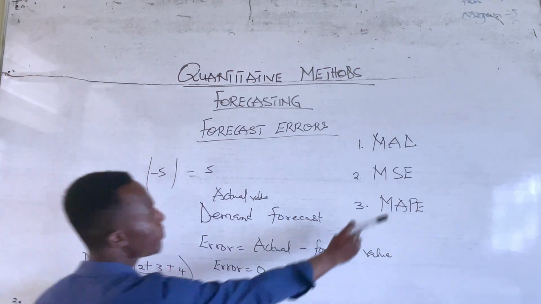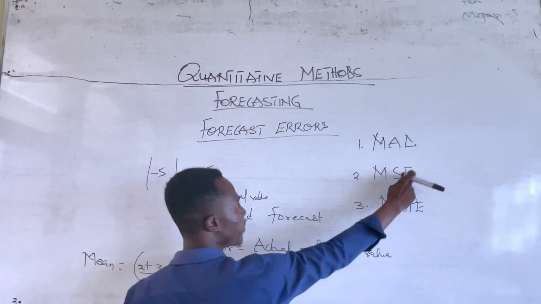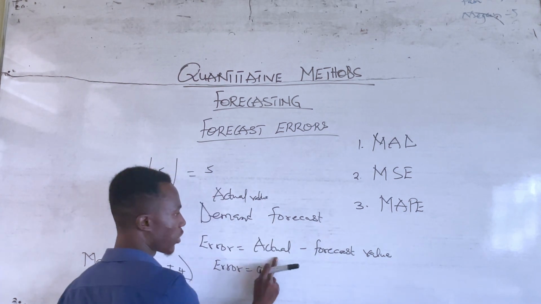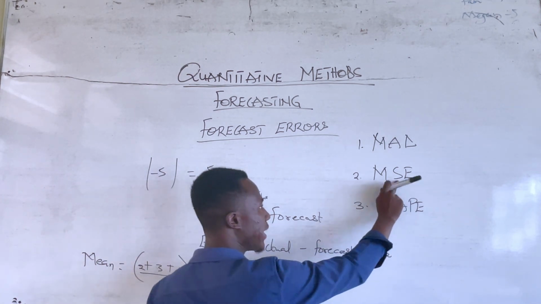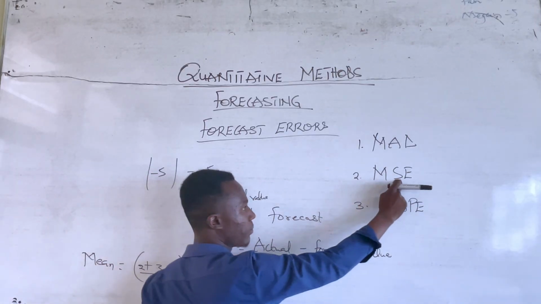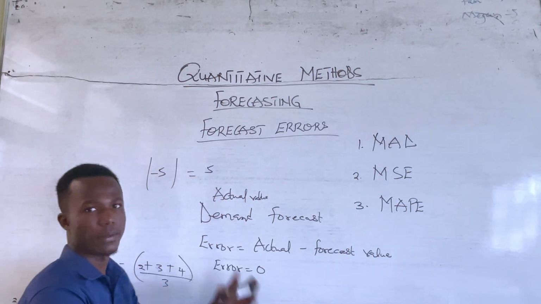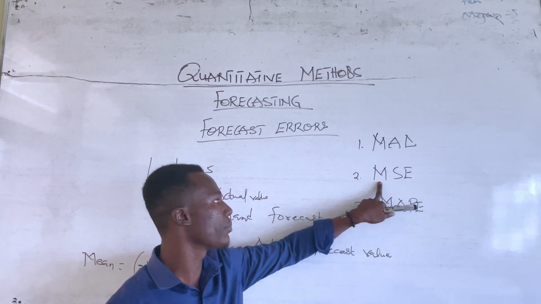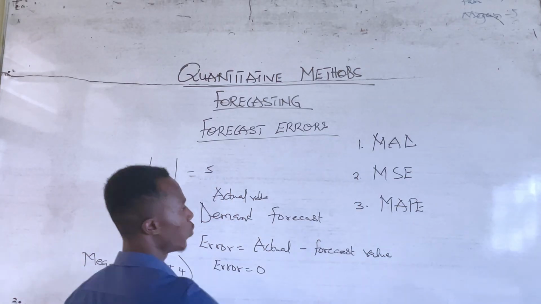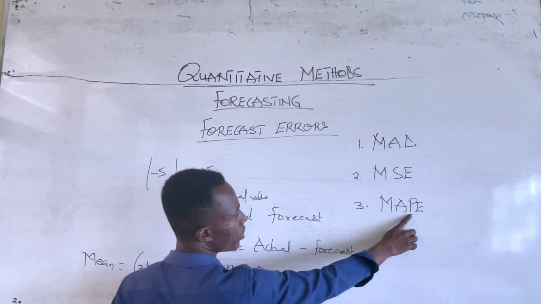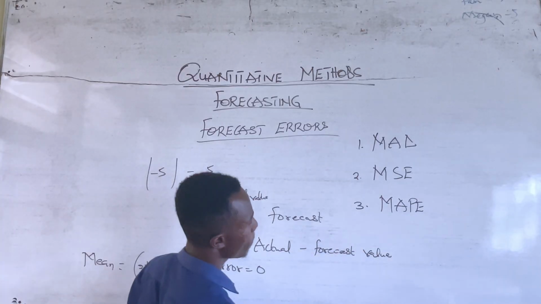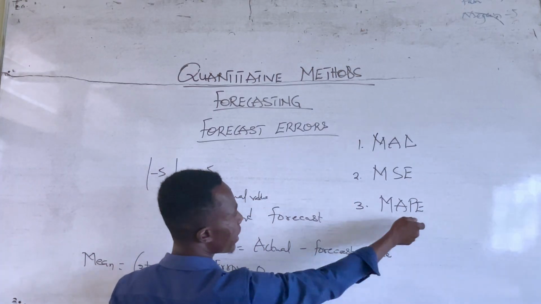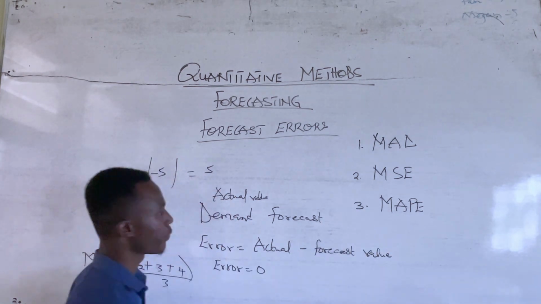Then the next one is mean squared error. For mean squared error, you start from your error, which is actual minus forecast. Then you square each, and after squaring them, you calculate the mean of the result. So you find the error, you square it, then you calculate the mean. And the same thing here, we are going to calculate the mean absolute percentage error. So you calculate the error, find the absolute value, then represent it in percentage, then you find your mean.